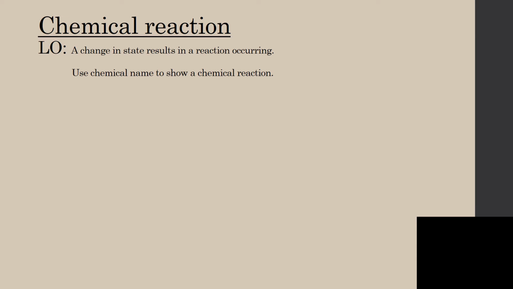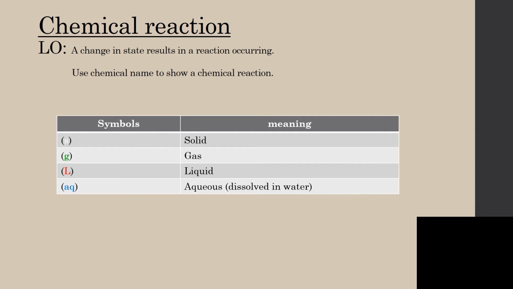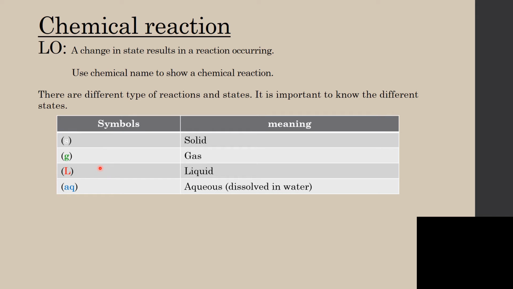This slide will focus on the different states and elements. These states should be nothing new to you, and this should be revision. These revision resources I have given is a table to show that solid is represented by S, gas is represented by G, liquid is L, and aqueous is AQ. We should know aqueous is dissolved in water.